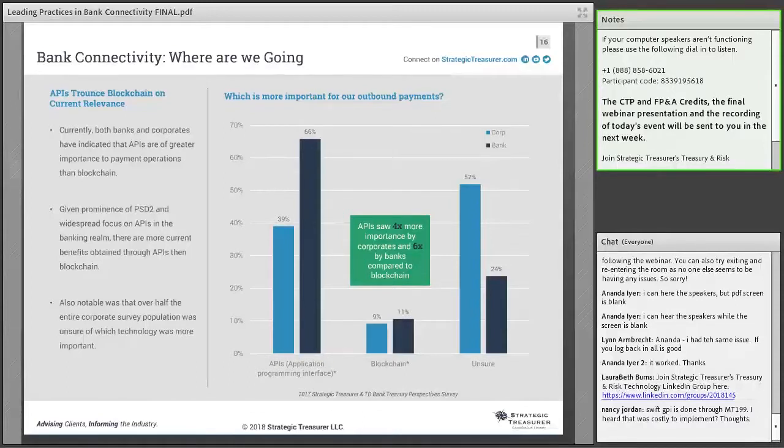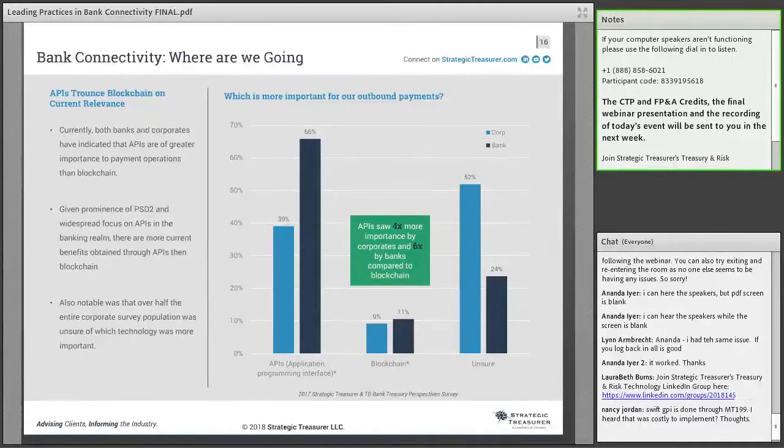important for them. Again, corporate familiarity with new technologies is limited, so twice as many corporates were unsure compared to banks. But literally more than half of the entire corporate audience was unsure here. So this really points to a lack of understanding of emerging technologies and new services.